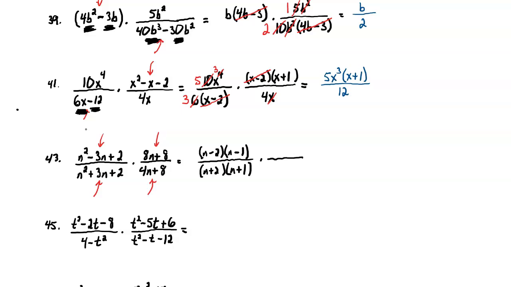In the top right, there's a GCF of 8. 8 times n is 8n, and 8 times 1 is 8. In the bottom right, the GCF is 4. 4 times n is 4n, and 4 times 2 makes 8.